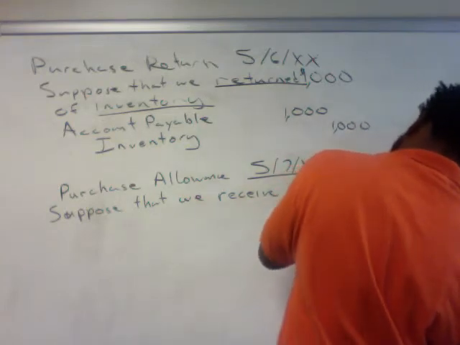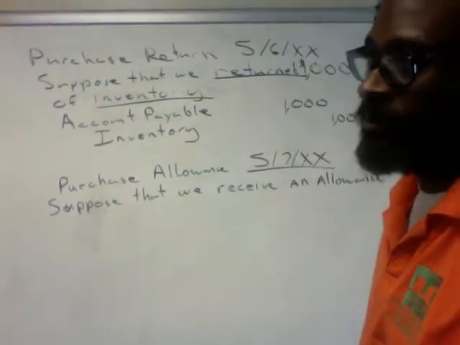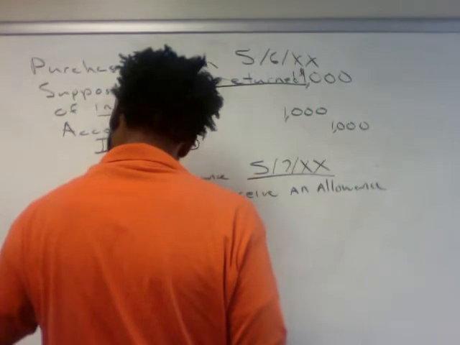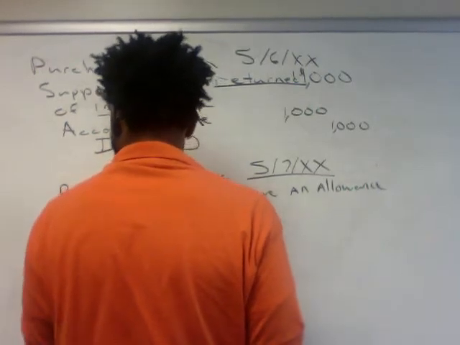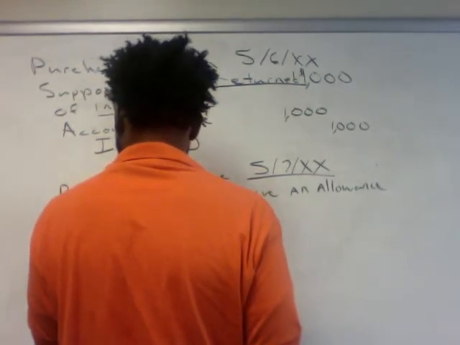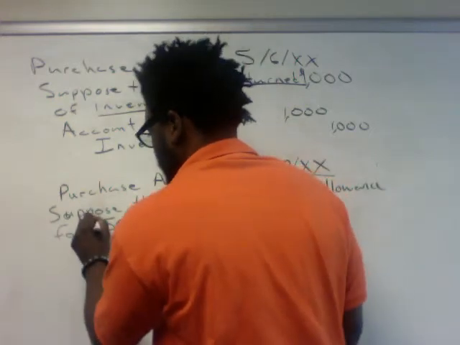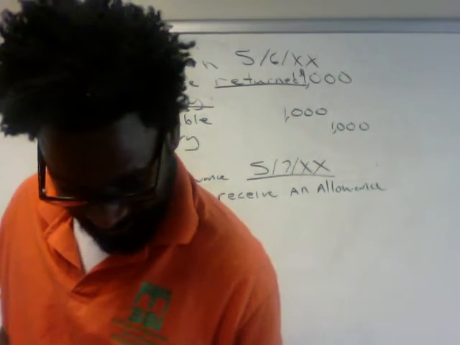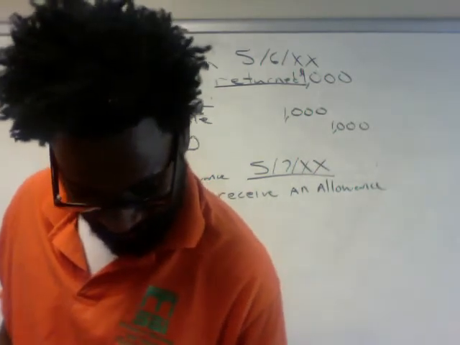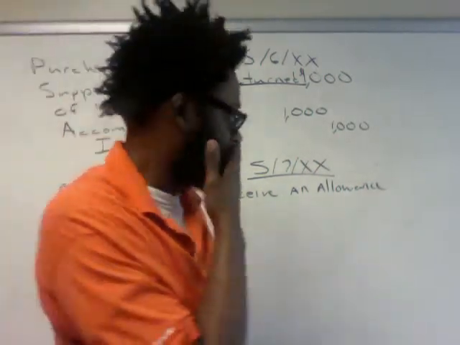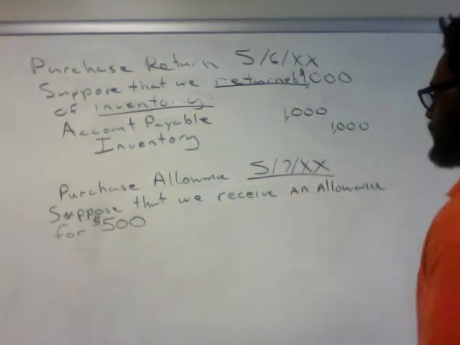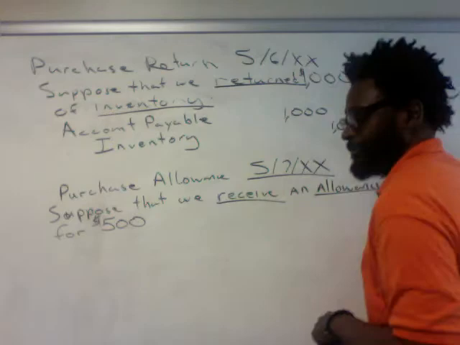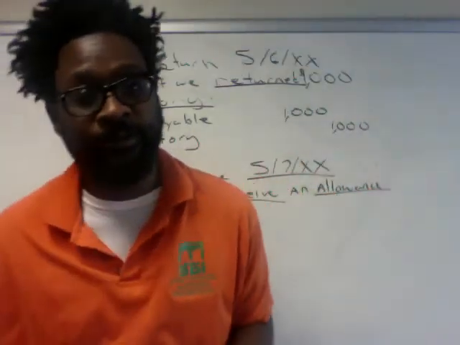Again, so far we've been handling situations on the purchasing side. For, I don't know, let's say $500. We receive an allowance for $500. Okay? Now, what's the difference? What are the key words? Allowance and we receive, right? So we received an allowance for $500.